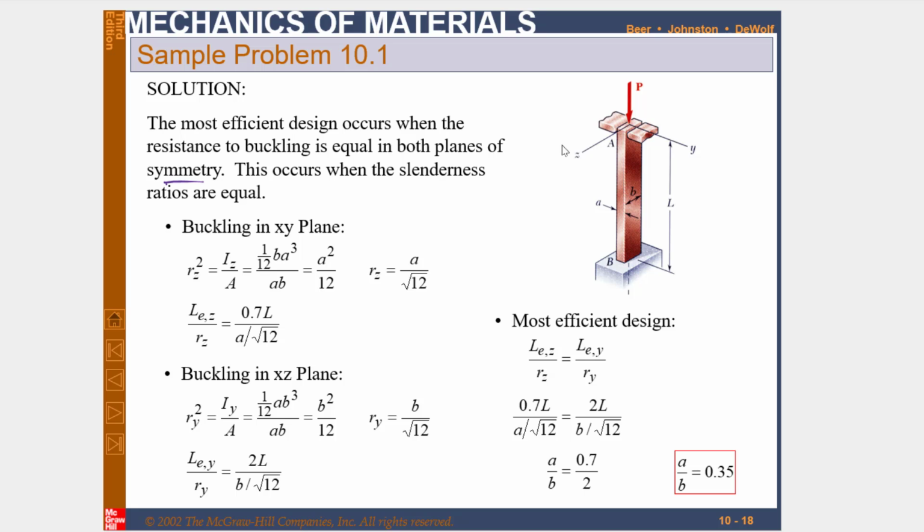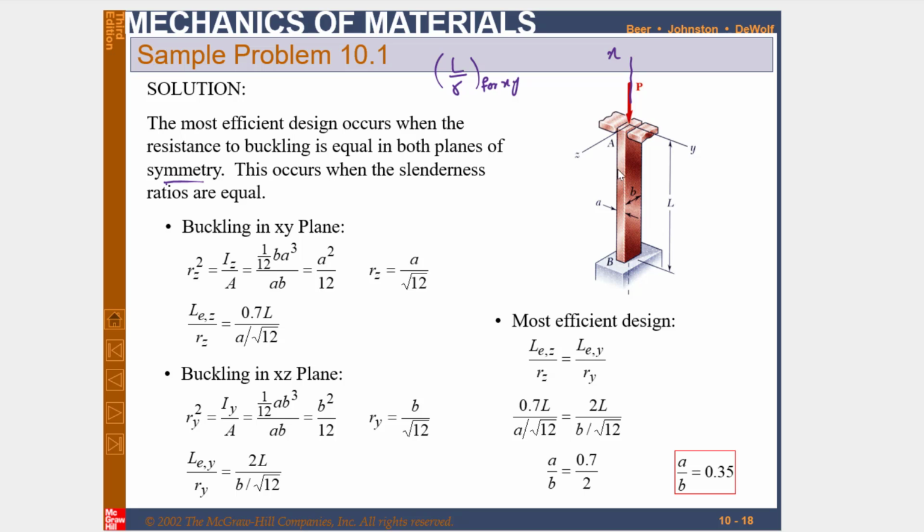So the resistance to buckling is equal when the L over r ratio in the xy plane is equal to the L over r ratio in the xz plane. This is the x-axis, this is the y-axis, and this is the z-axis. We will start by finding the L over r ratio for the xy plane first. Then we will find the L over r ratio for the xz plane, and then we will equate them.